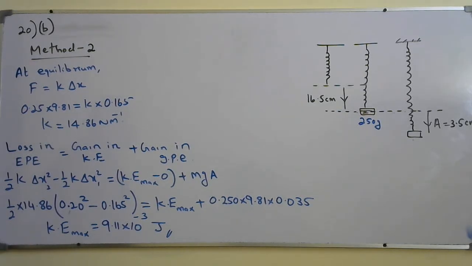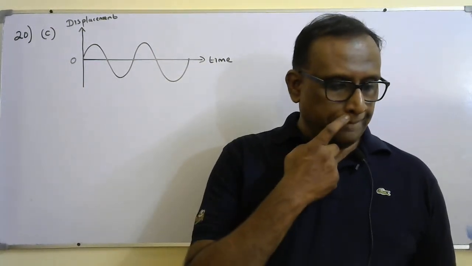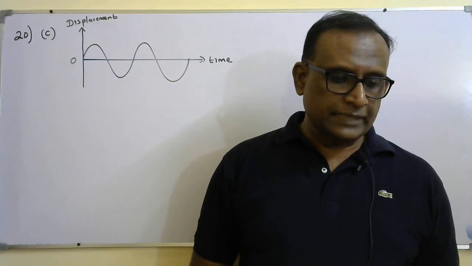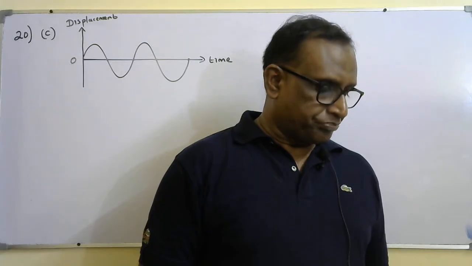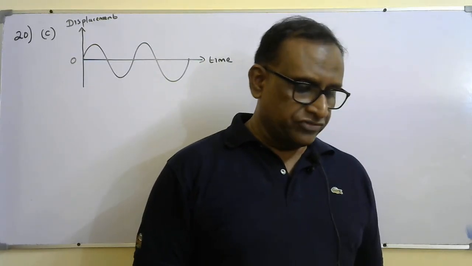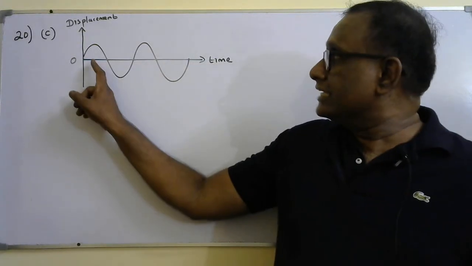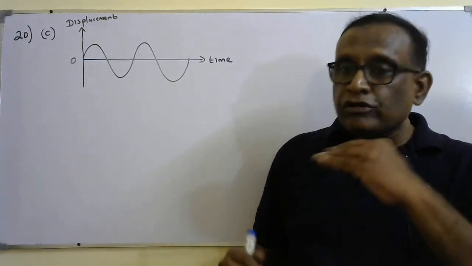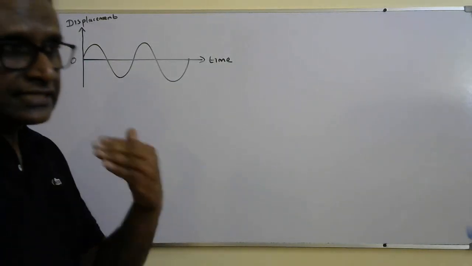But this is not given in the mark scheme. So the 20th question, part C. The graph shows how the displacement of an oscillating mass varies over 2 cycles. Add to the graph to show how the kinetic energy of the mass varies over the same time. You know that when the displacement is zero, at the equilibrium position, the kinetic energy will be the maximum, and kinetic energy is always positive, it's a scalar quantity.